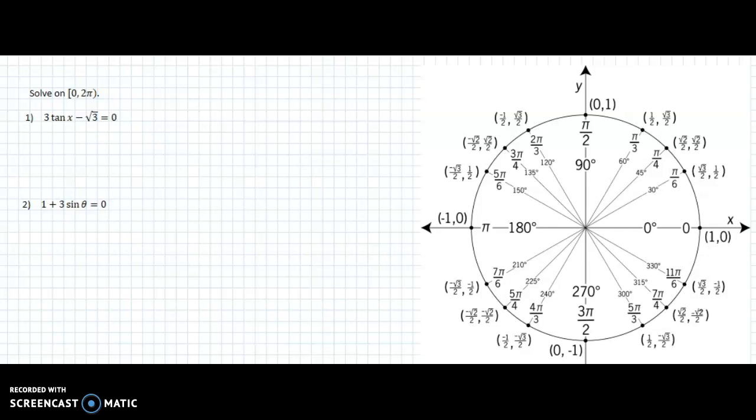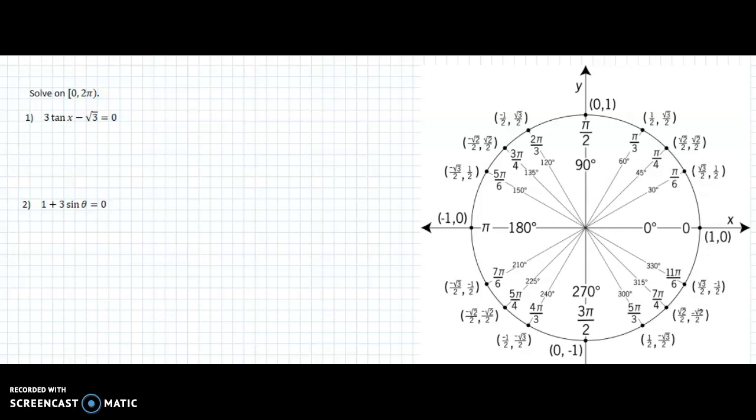Okay, we're going to look at solving a couple equations. The first one will be a unit circle question, and the second one will be a calculator question. And you don't really know that going into it. You just have to know if you can use your unit circle, use it. If you can't, then use your calculator.